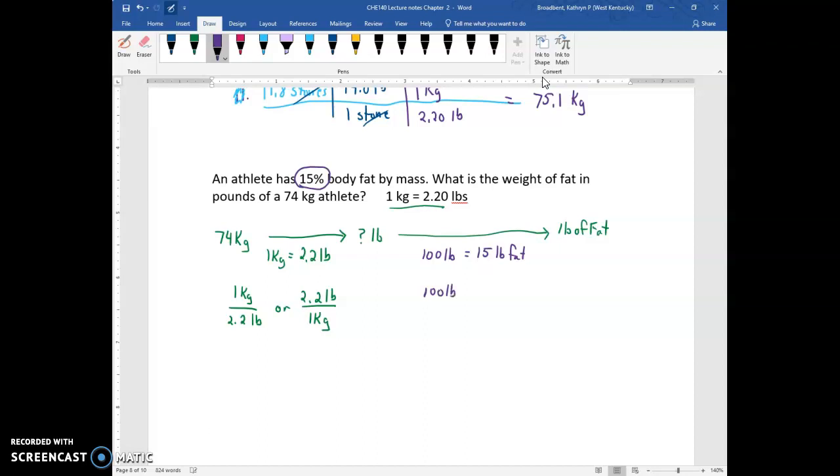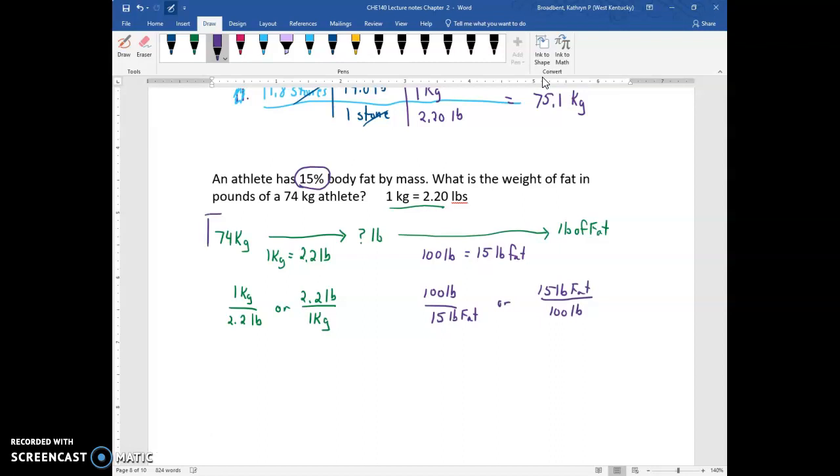So we can write two conversion statements. We can write 100 pounds over 15 pounds of fat, or we can put the 15 pounds of fat on the top and put the 100 pounds of athlete on the bottom. Okay, so let's look at our problem.